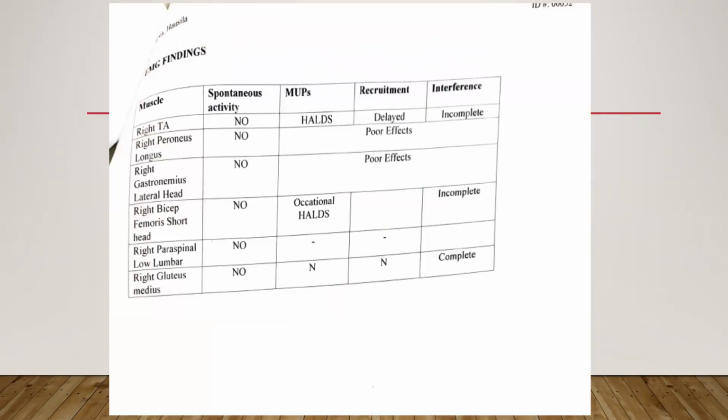We did the needling. So what does it show? No spontaneous activity in any muscles. High amplitude, long duration discharges noted in right tibialis anterior with delayed recruitment and incomplete interference pattern. Similar findings noted in right short head of biceps femoris. Suggestive of involvement of sciatic nerve.